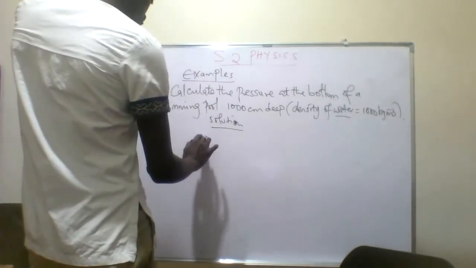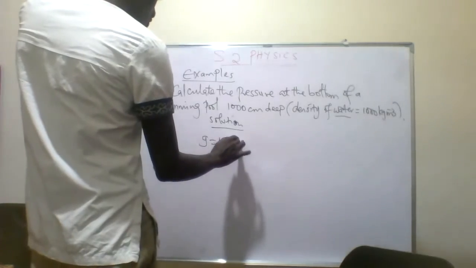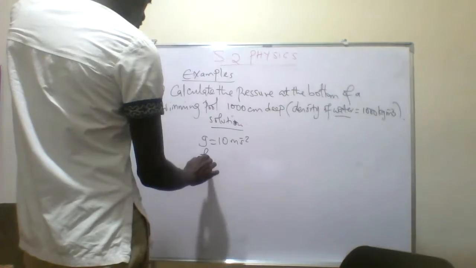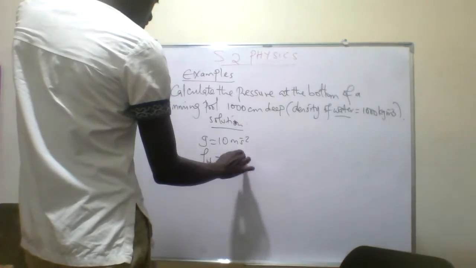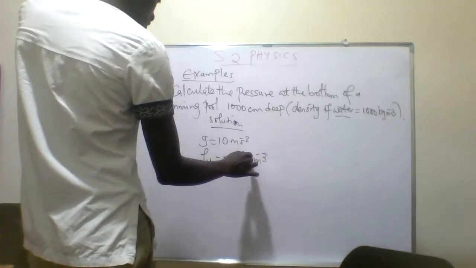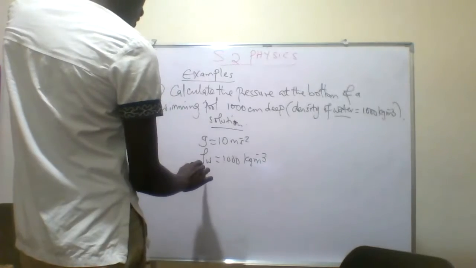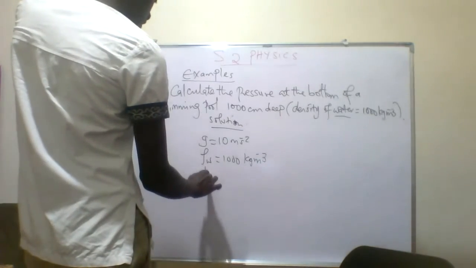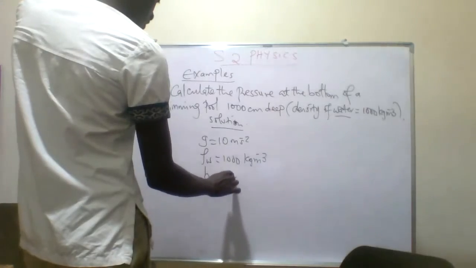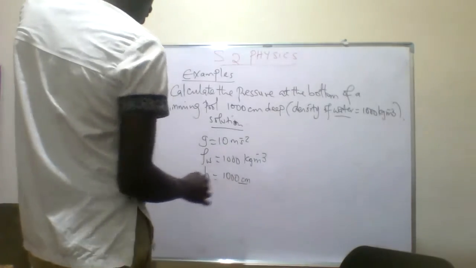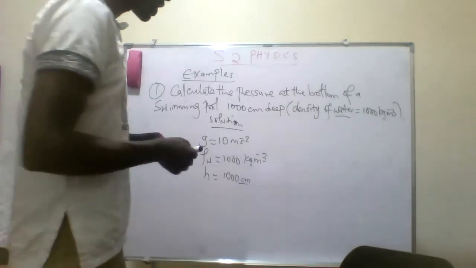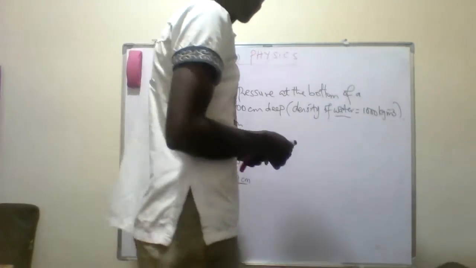Let us summarize. G is a constant. This one should always be in your brain, in your medulla. The density of water is given as 1,000 kilograms per meter cubed, and the depth of this swimming pool, the height, is 1,000 centimeters. So you realize that this is a strange unit, and we should do the needful.